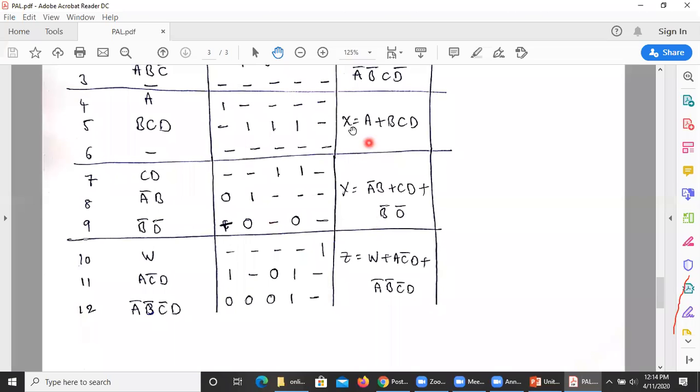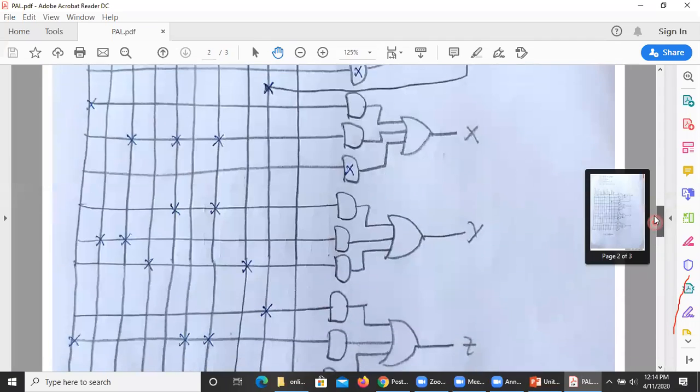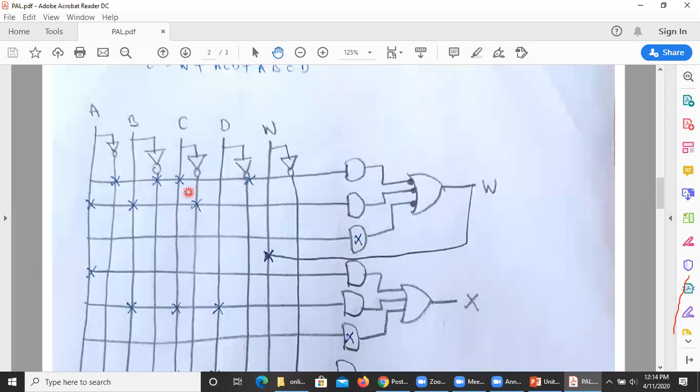So based on these connections, or this PAL program table, what we are going to do is draw the PLA diagram. If you consider this PAL diagram, what is the first term we are having? A bar, B bar, C, D bar. These connections you keep as they are, and the remaining connections you remove. So the first AND gate contains these terms, and the second AND gate contains A, B, C bar. So A, B, C bar is connected to the second AND gate.